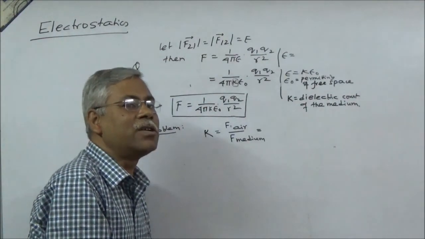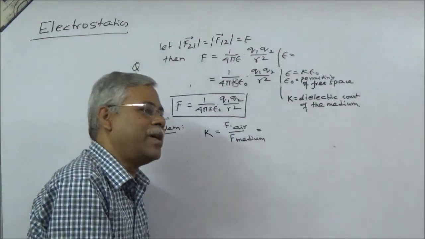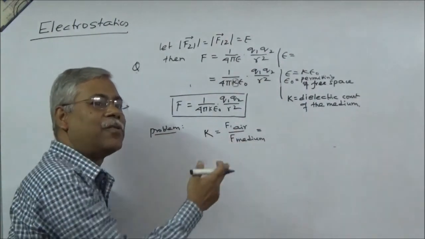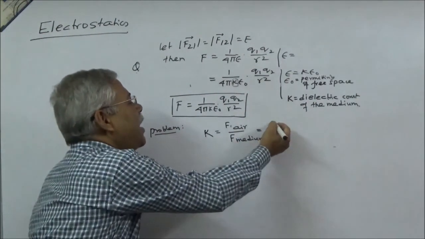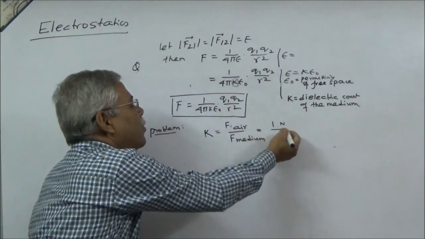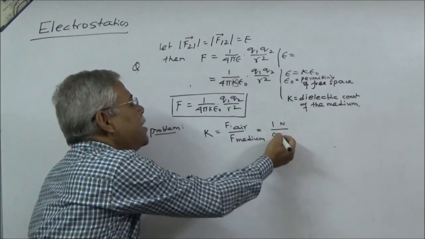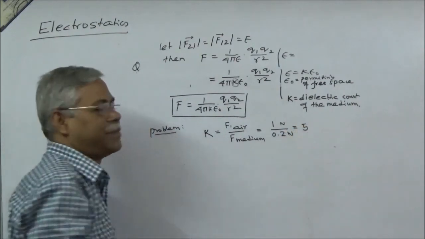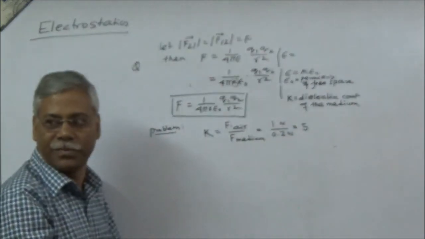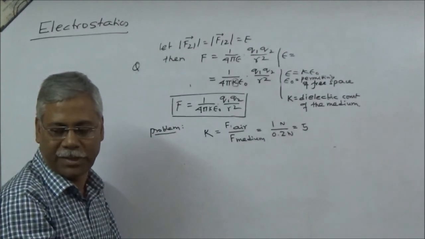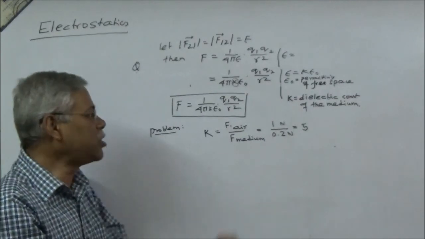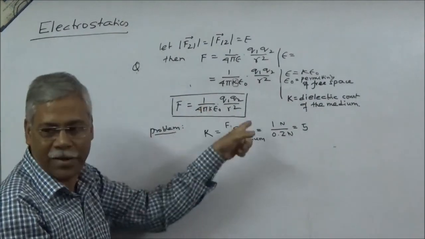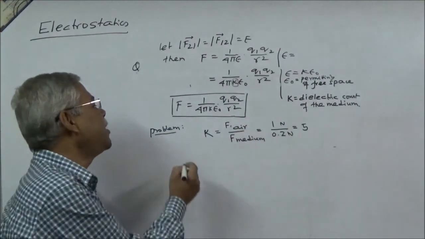So what is the dielectric constant of the medium? 5. Dielectric constant equals force in air by force in medium. Force in air is 1 Newton. Force in medium is 0.2 Newton. So K equals 5. Okay? 5. Okay. Next question.